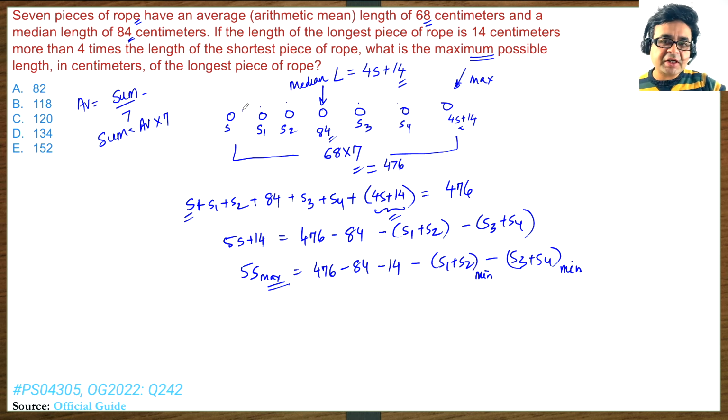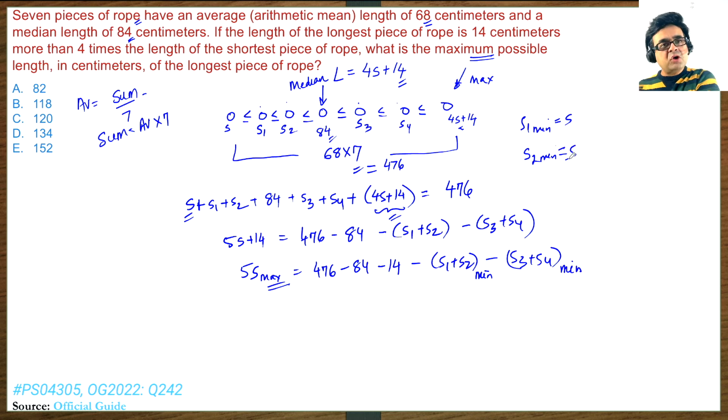Remember, these are in ascending order but not necessarily unequal, so these could be equal. What is the minimum value of S1? The minimum possible value of S1 is nothing but s, because it could be equal to s, and we are not given that these rope sizes cannot be equal. So it is possible that they could be equal to the smallest length. So S1 minimum equals small s. Similarly, S2 minimum is the same, which is small s.